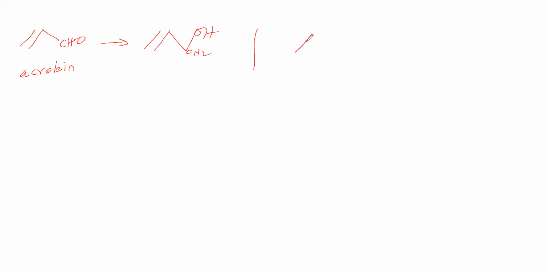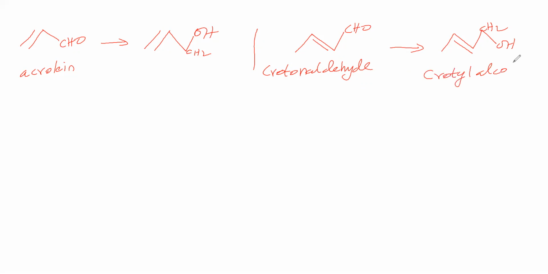Next we take another compound, called crotonaldehyde. Here the aldehyde CHO group is converting into CH2OH in MPV reduction, and the CC double bond is not affected. This compound is called crotyl alcohol. We are getting crotyl alcohol.